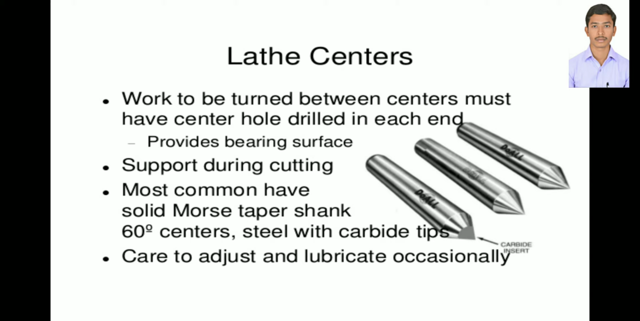It has a center hole drilled in each end, provides bearing surfaces, and supports the work during cutting. Most commonly they have a solid Morse taper shank, 60 degree centers, steel with carbide tips. So these tips are called carbide tips. So what material is used to make these centers? It is carbide tips, and care is needed to adjust and lubricate occasionally.